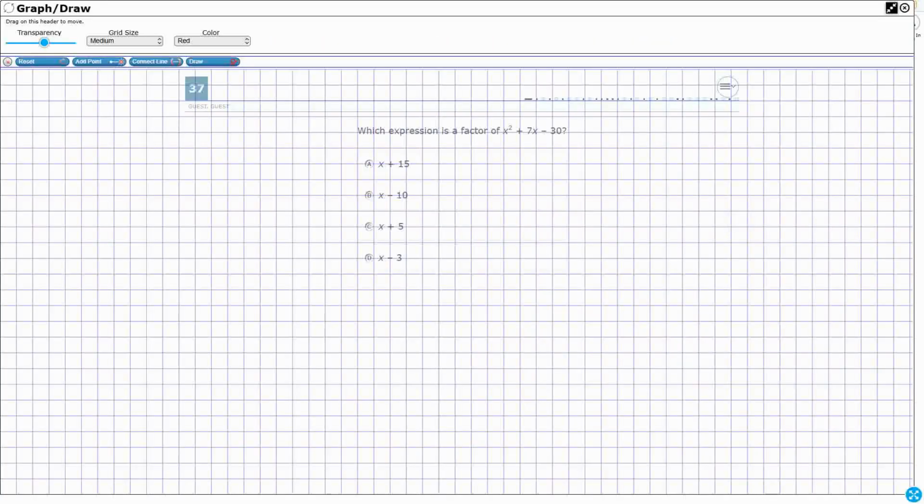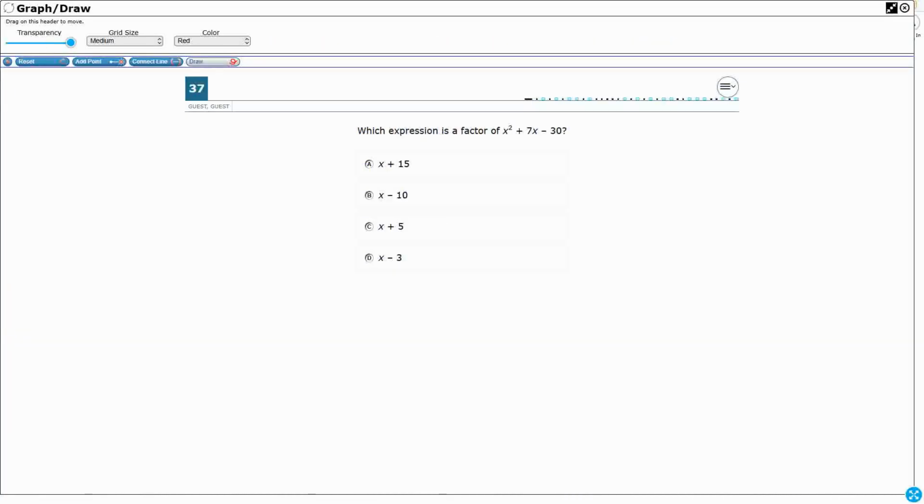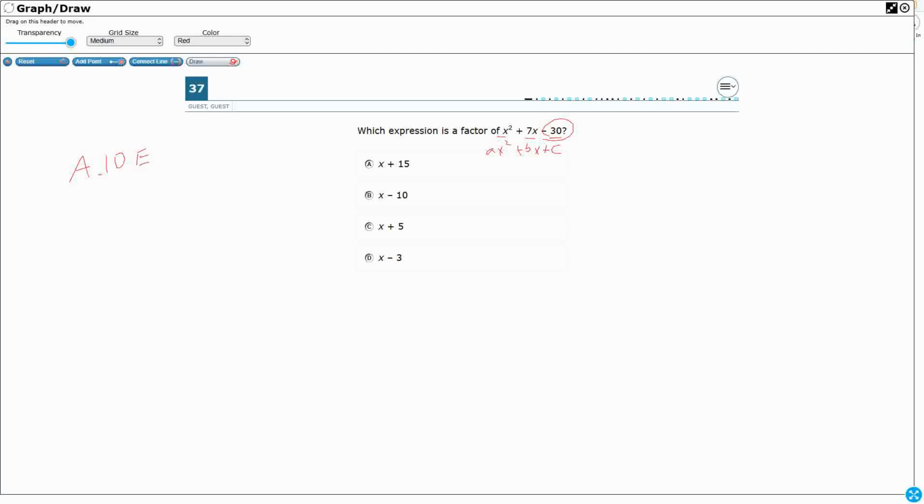For number 37, we are factoring trinomials. This is A.10E. And so we've got a few options here. We can complete the square. We can use the quadratic formula. This is a pretty simple quadratic expression here, so I just want to do factoring. And really what I'm thinking is, what are two numbers that multiply to my c term if I'm looking at ax squared plus bx plus c? Two numbers that multiply to c and add to b.